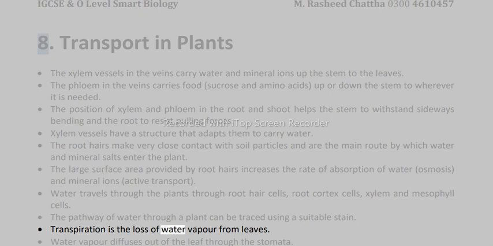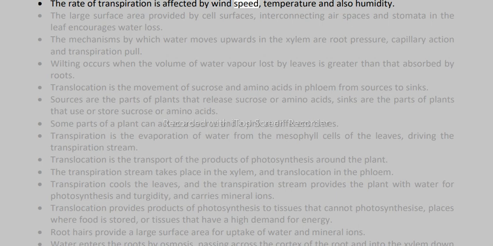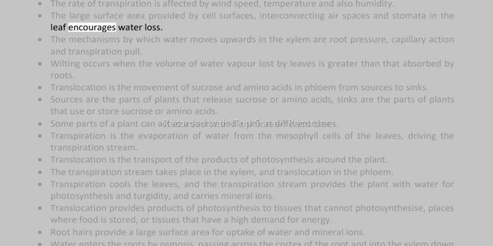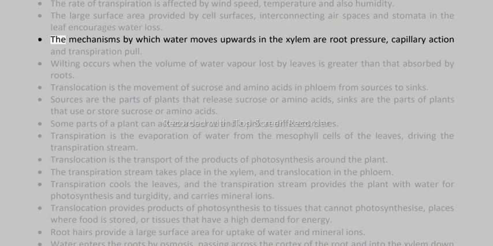Transpiration is the loss of water vapor from leaves. Water vapor diffuses out of the leaf through the stomata. The rate of transpiration is affected by wind speed, temperature, and also humidity. The large surface area provided by cell surfaces, interconnecting air spaces and stomata in the leaf encourages water loss. The mechanisms by which water moves upwards in the xylem are root pressure, capillary action, and transpiration pull.